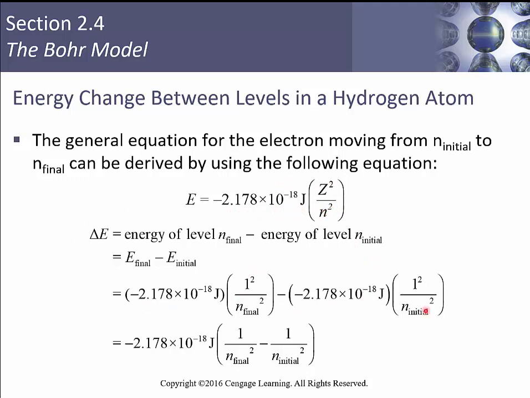And so we can generalize this for a final minus initial. We're just going to follow through some of that math, and we end up with minus 2.178 times 10 to the minus 18 joules, times 1 over n final squared minus 1 over n initial squared. So this is what we're going to use to calculate that difference in energy.